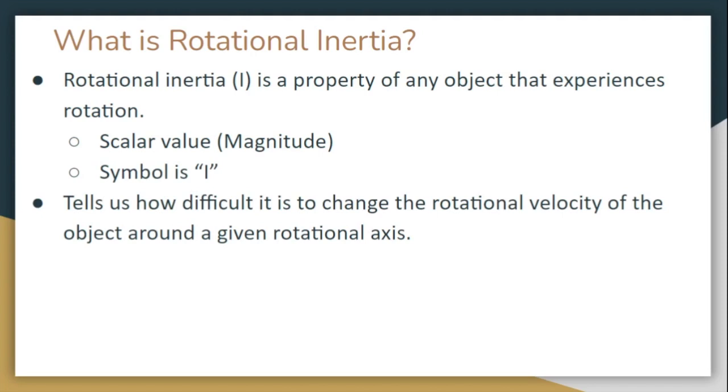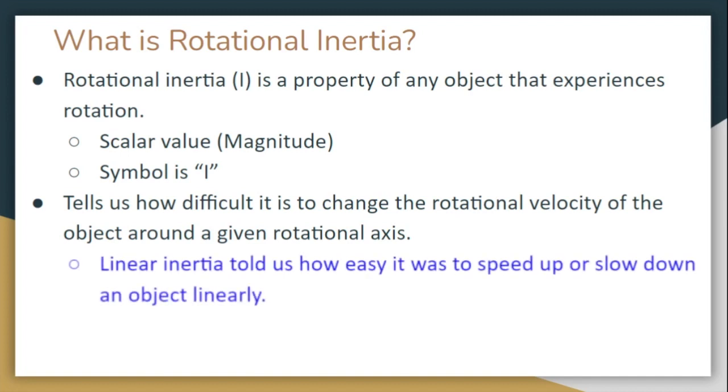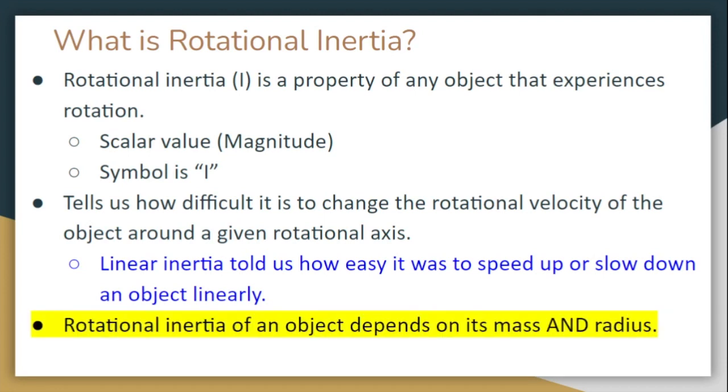It's going to tell us how difficult it is to change the rotational velocity of an object around a given rotational axis. We are familiar with linear inertia, which just told us how easy it was to speed up or slow down an object linearly. If you remember, an object that had more inertia was due to the fact that it had more mass. Rotational inertia is going to depend on its mass and radius.